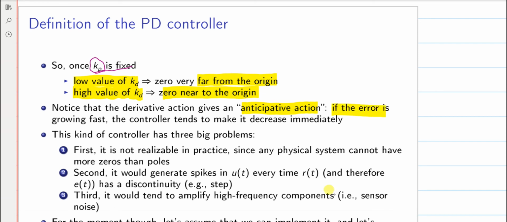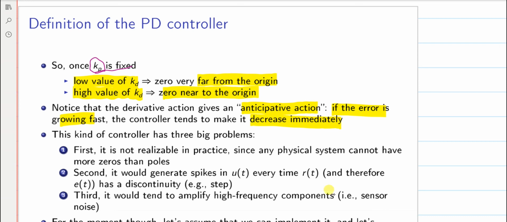If the error is growing fast, then the controller will tend to make it decrease immediately, because the control action is proportional to the derivative of the error as well. So if the error grows fast, then its derivative will be big, and then the control action will become bigger.